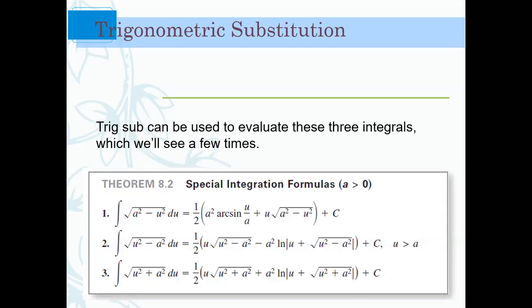Actually, let's do that. Yes, let's do this. How about this? Here we go. All right.